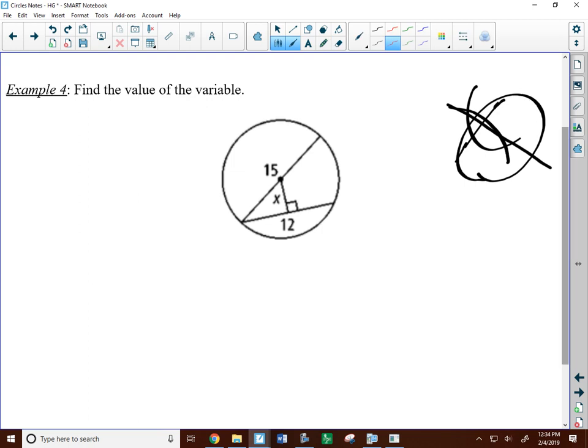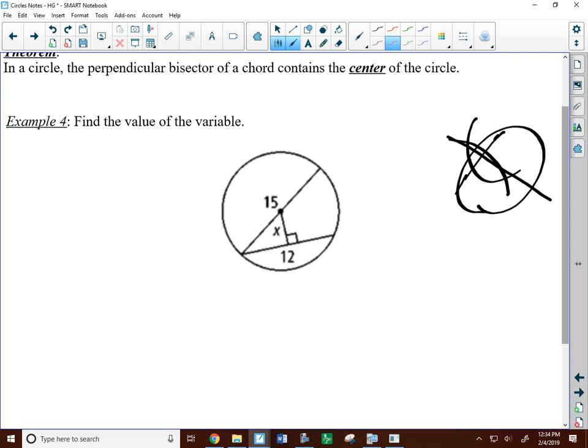Now the converse theorem is the one we use with constructions. In a circle, the perpendicular bisector of a chord. So that's what we did. We did a chord, we did perpendicular bisector, and what we know is it goes through the center. That's the theorem. And that's the converse, the reverse. So, to finish up here, let's find x in this diagram.